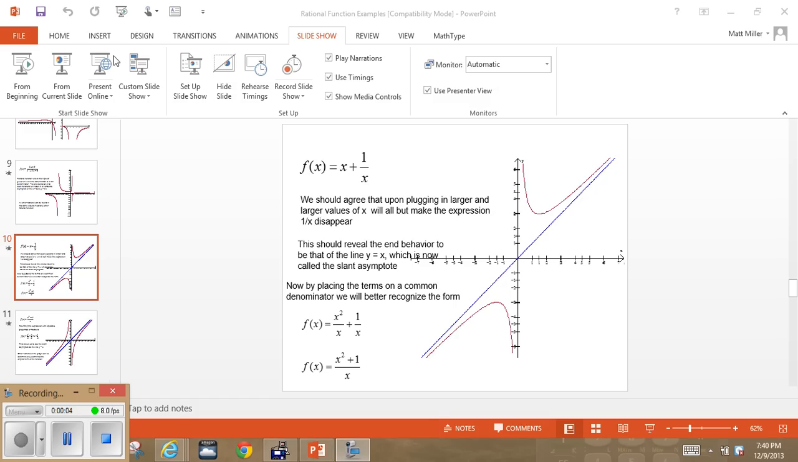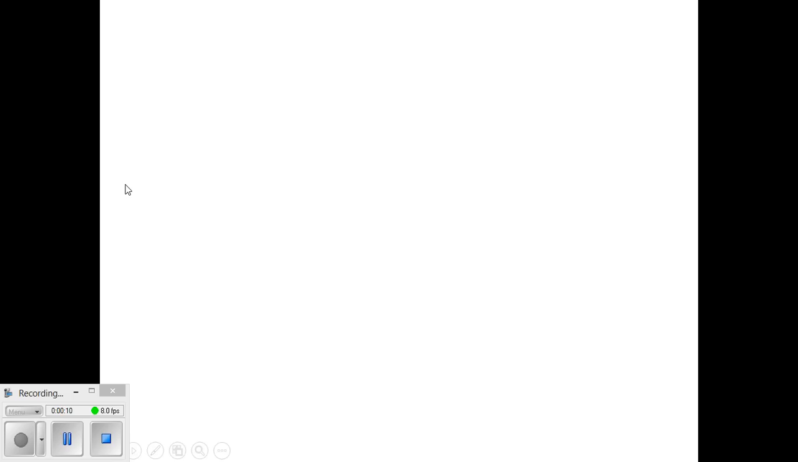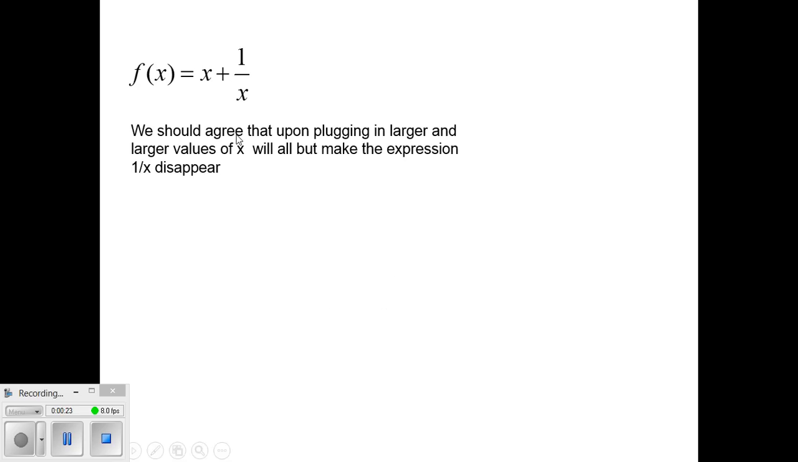Okay, now we're going to start looking at some of these special rational functions which have what we call slant asymptotes. So we begin by looking at a simple one: x plus 1 over x. Now this is a rational function, even though it doesn't look like one, because it's not written as a polynomial over a polynomial.